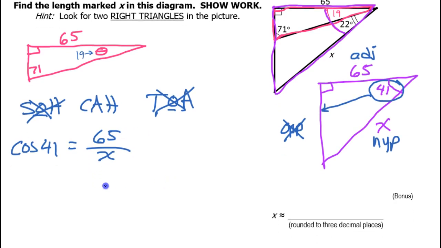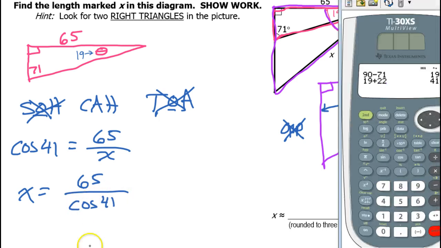When the variable is in the denominator, you swap these. So that's going to give you x is equal to 65 over cosine 41. And that's something you can just put in your calculator. 65 over cosine 41. And that's going to be 86.126. Got to round up.